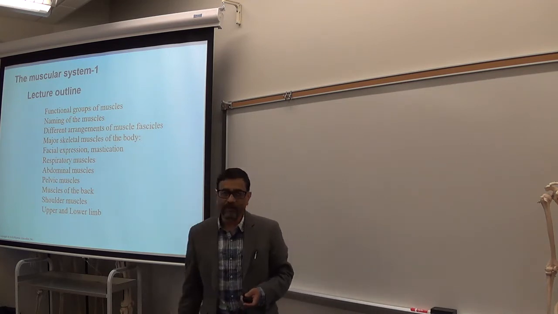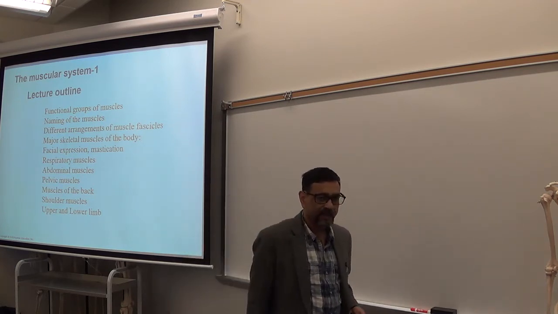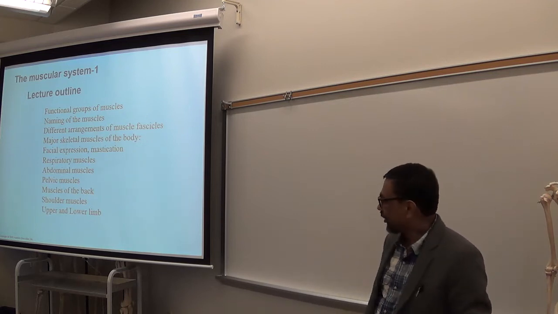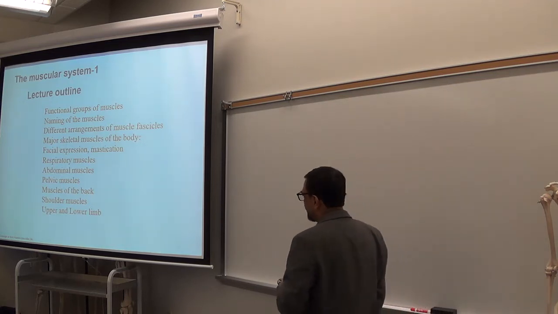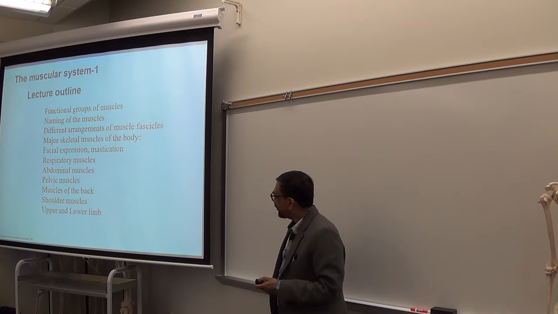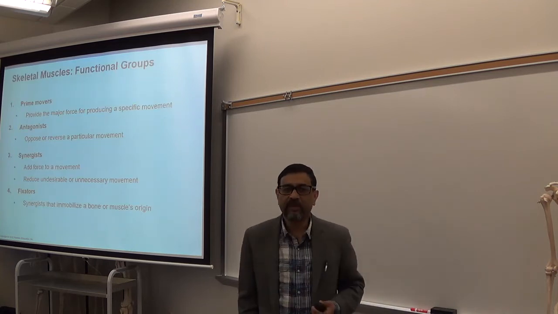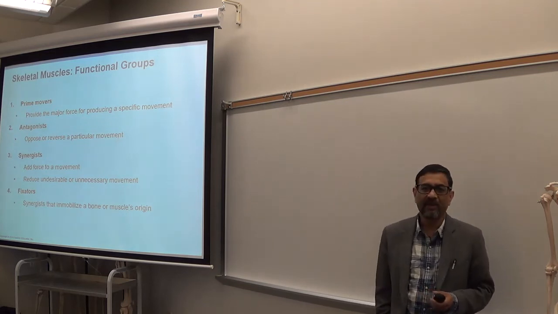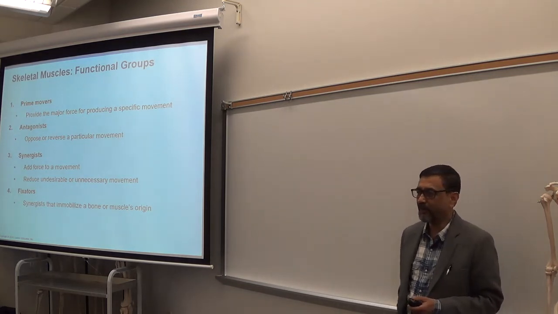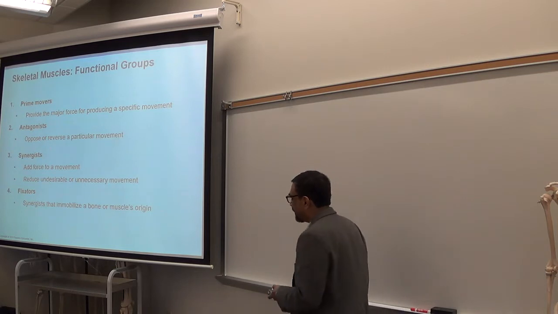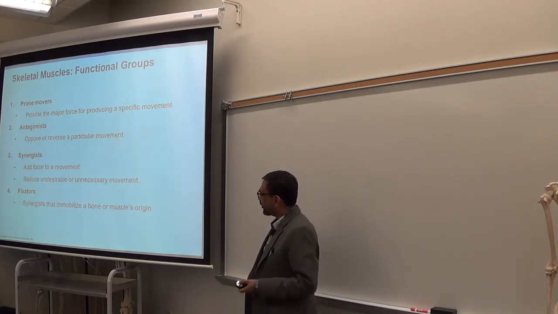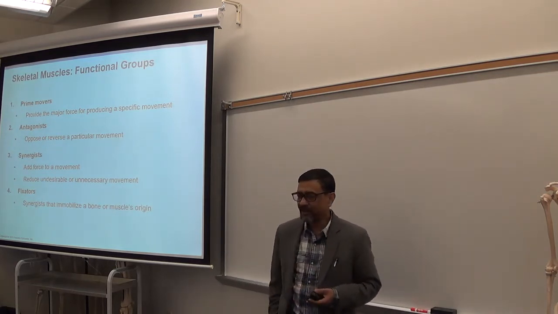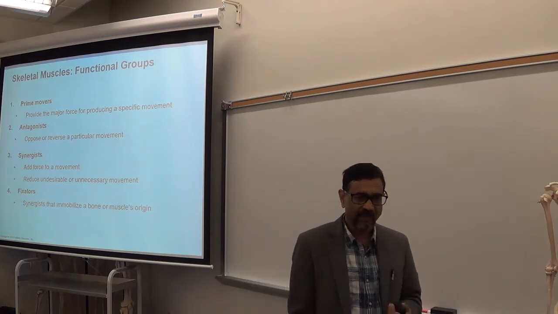Then we'll talk about the muscles of the back of the trunk. Then shoulder muscles and upper and lower limb muscles. Okay? First, the functional groups. Based on the functions, we divide or group the muscles into four types: prime movers, antagonists, synergists, and fixators.